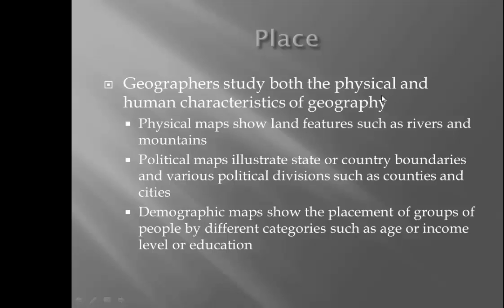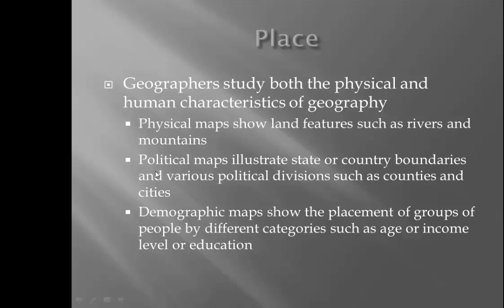Geographers study both the physical and human characteristics of geography. So we're really going to get into that physical nature now. What are physical maps? Well, they show land features such as rivers, mountains, lakes, the physical makeup of the country. And you should be able to point out some of the major features on a physical map. If you can't, we'll be able to do that for you in a second.